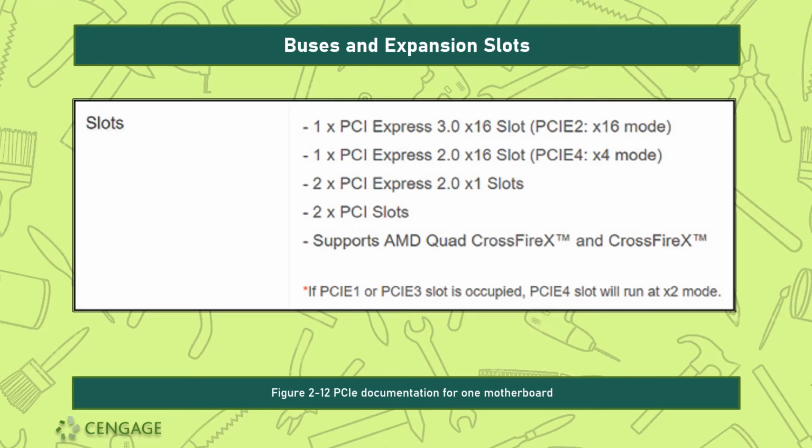It says if PCIe 1 or 3 is occupied, PCIe 4 will run at X2 mode. So that means that if you have PCIe 4 at X4 mode, then the other two cannot be occupied. PCIe 2, which is our standard X16, runs in an X16 mode regardless. But the 1 and 3, which are our 2.0 X1 slots, are basically borrowing lanes from the other two. So essentially, if 1 or 3 is occupied, it cuts 2 lanes out of the X4 or the E4 slot.